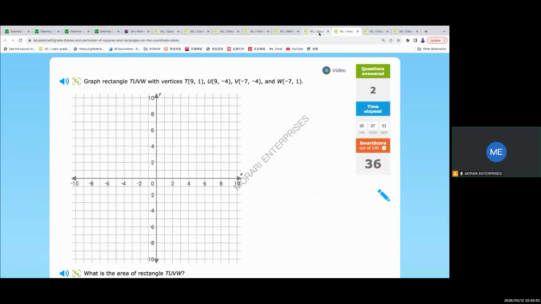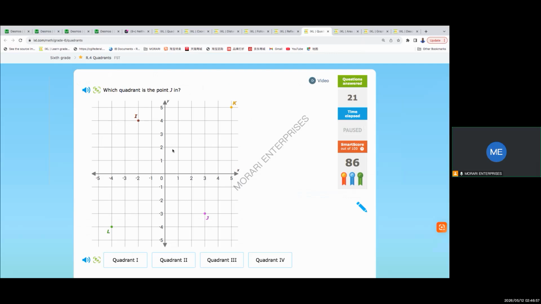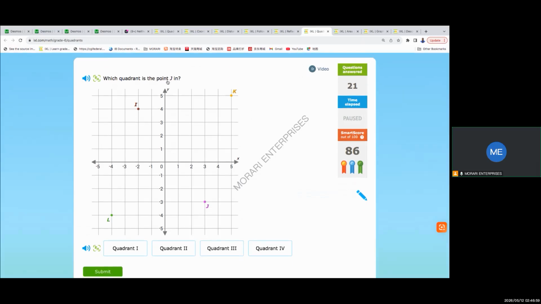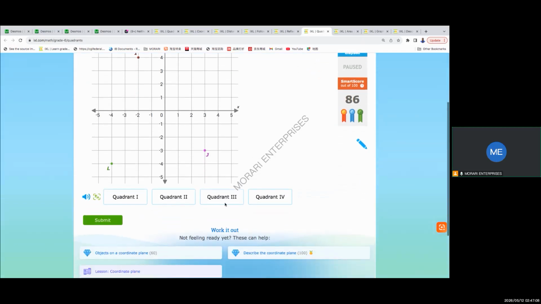So that's that. So we calculated perimeter and area. So let's go to the next question. Which quadrant is the point J? So this is the first quadrant, quadrant 1, quadrant 2, quadrant 3, quadrant 4. So the point J is in quadrant 4.